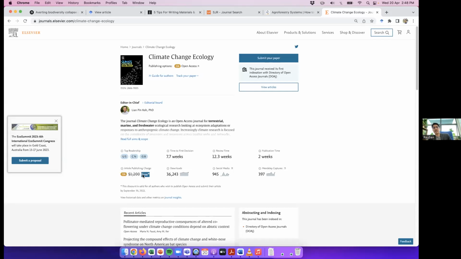Yeah, usually open access journals would want to charge. So actually, this is an open access journal. It's not charging.